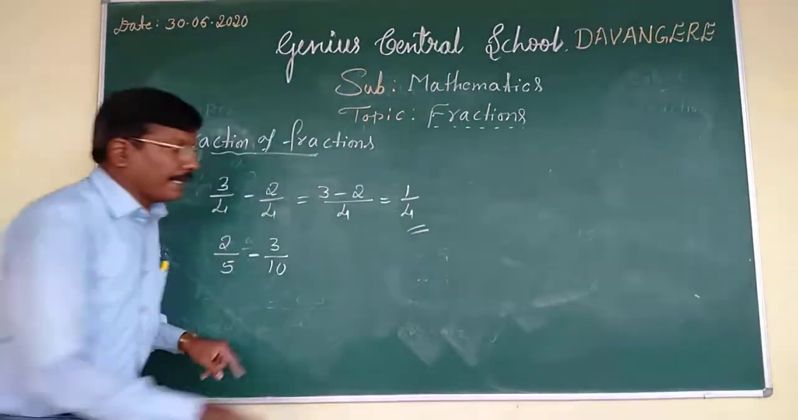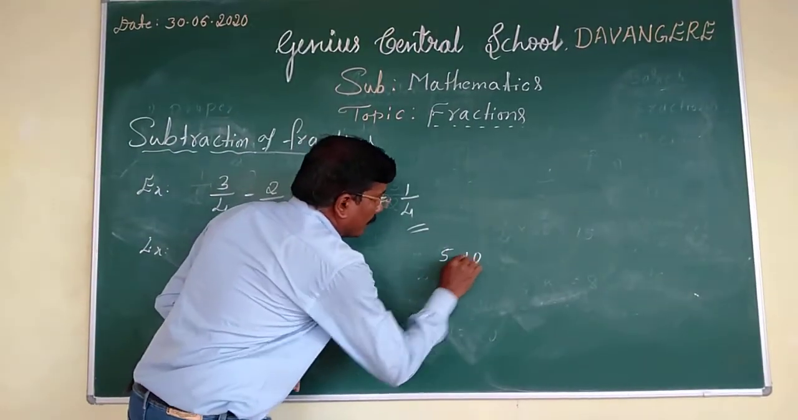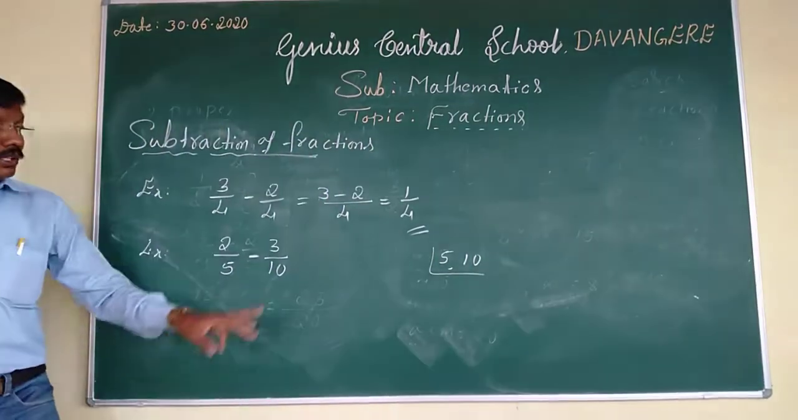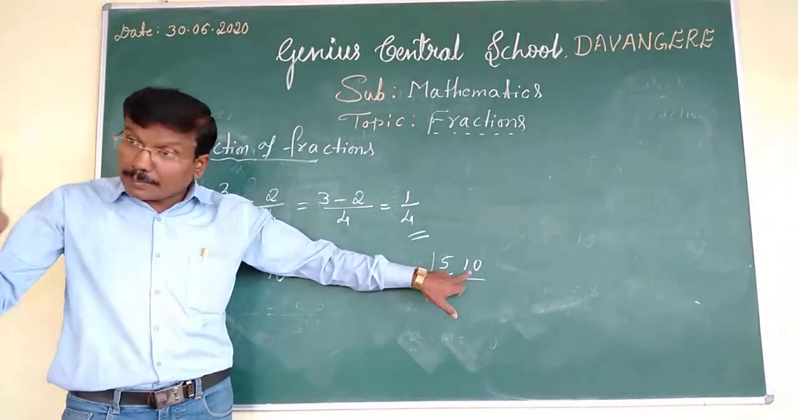5 and 10. So 5 and 10. Correct? So now the 5 and 10 have common multiples.